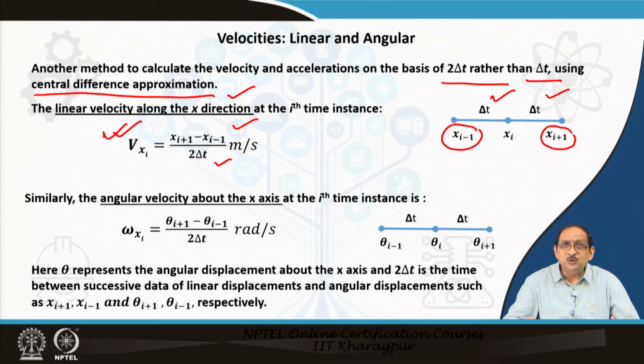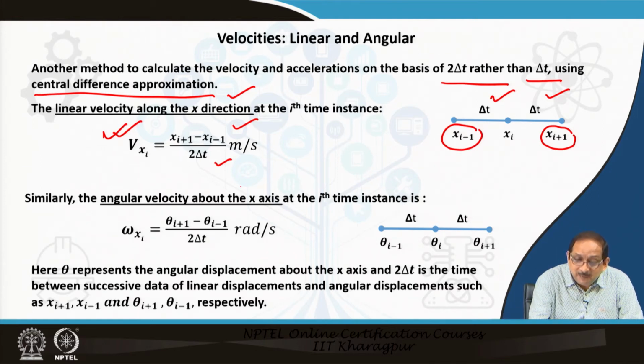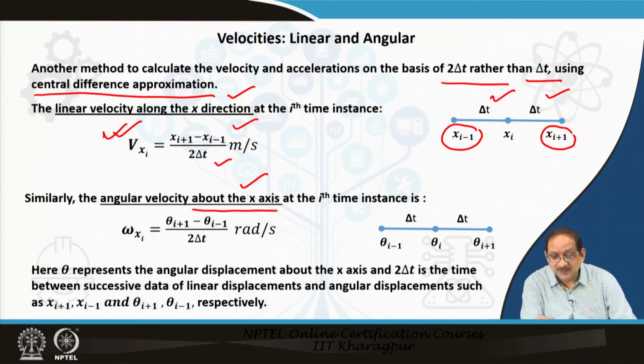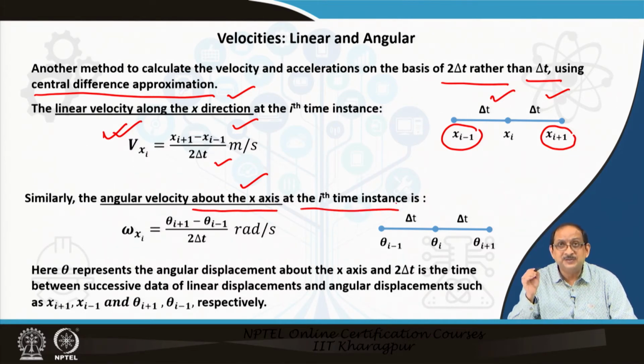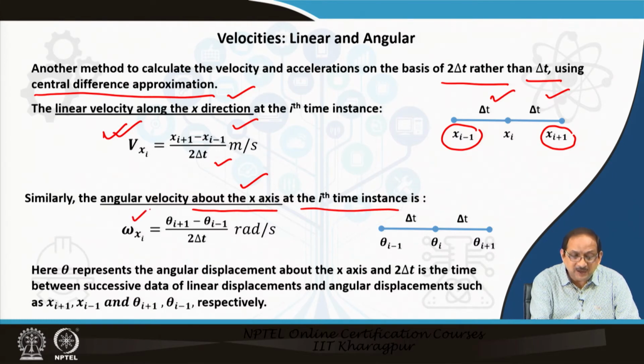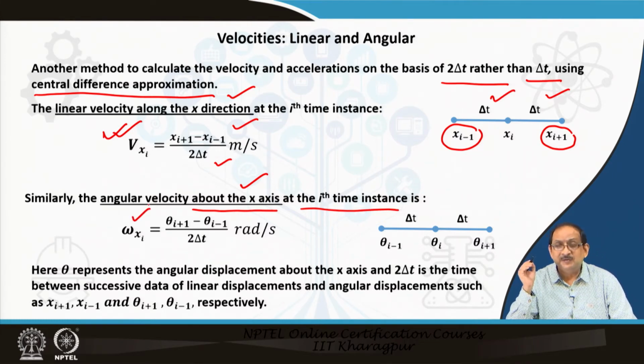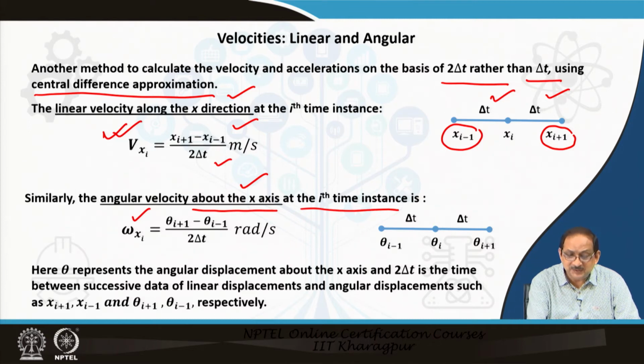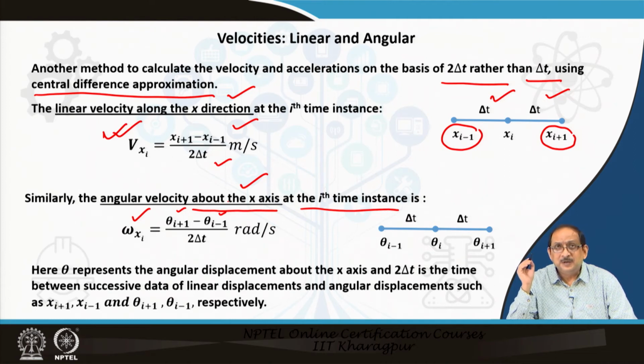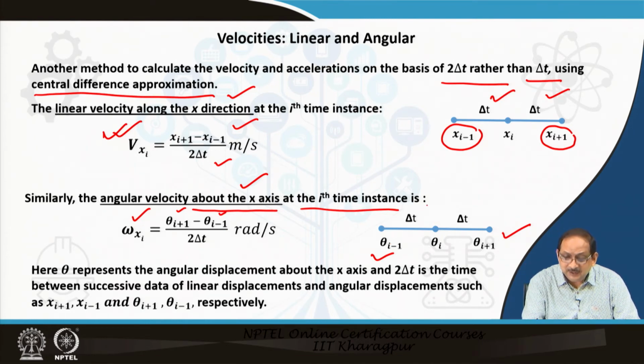Similarly, the angular velocity about the x axis, please note about the x axis, at the ith time instance is given by omega xi. So, that is basically the angular displacement theta i plus 1 minus theta i minus 1 divided by the total time duration, that is equal to twice delta t.